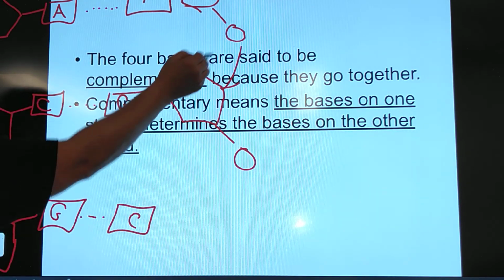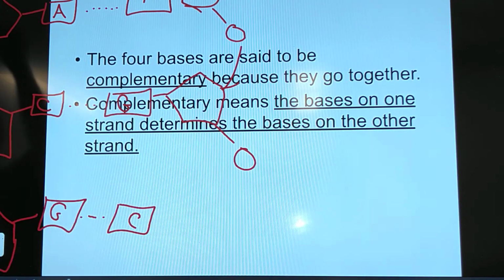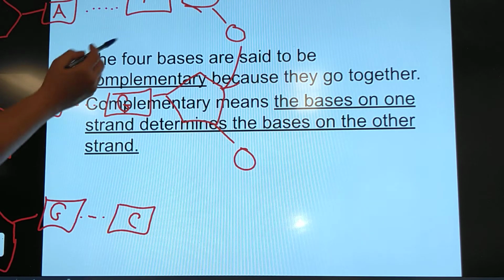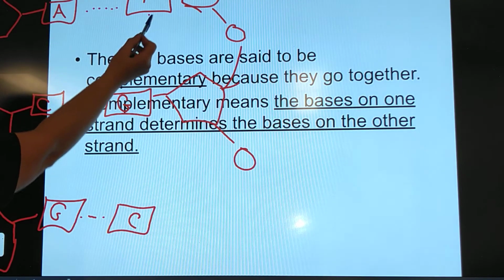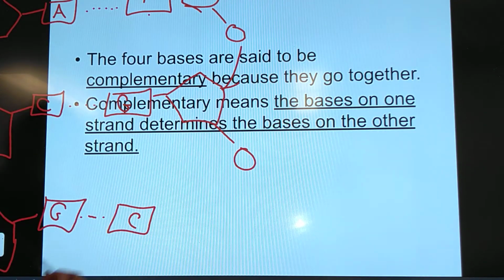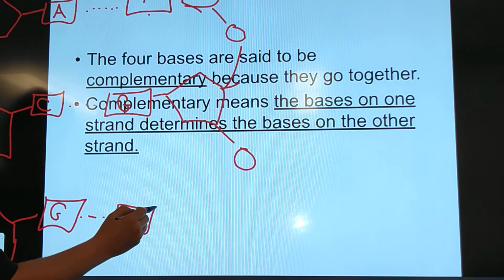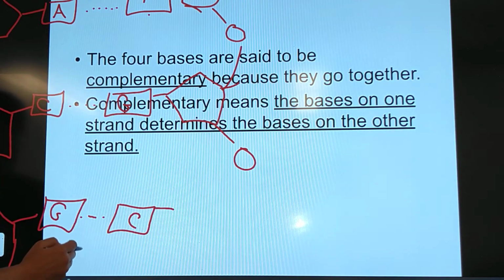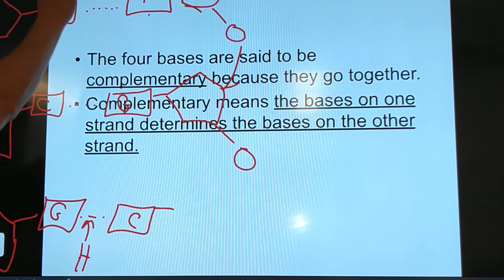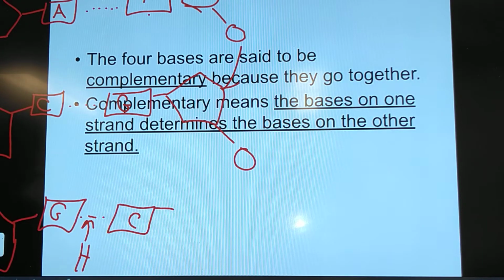It's sugar, phosphate, sugar, phosphate, sugar, phosphate, and so on. Those are our sides of our DNA. And then our rungs are where our A's and T's and G's and C's and C's and G's and T's and A's, where those are all sticking together. That's the rungs. And this would be our hydrogen bond right there. It's our hydrogen bonds. And they're weak bonds holding the two sides of the DNA molecule together.